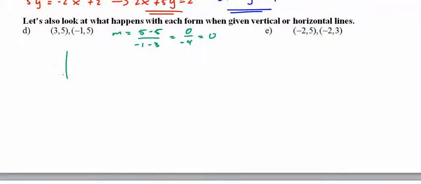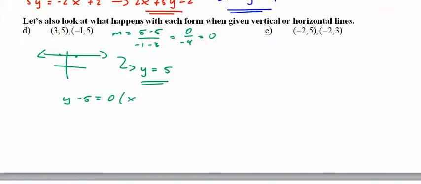So I do a quick graph. 3, 5, negative 1, 5. Horizontal line at the 0 slope. Yep, that's going to be y equals 5. Easy to remember because they're both 5. Y equals 5. Duh. Now that is slope-intercept form. If you really wanted to do point slope as y minus 5 equals 0 times x plus 1, I suppose you could. Once you move it all around, you get that. And that's also standard form.